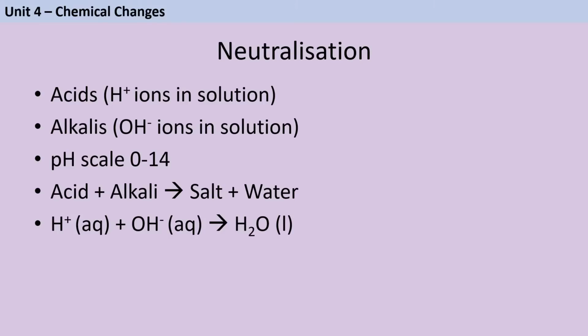So the pH scale goes from 0 to 14, and the high numbers are for the hydroxides, whereas the low numbers are for the acids. And at room temperature, pH 7 is neutral. And the hydrogen ions and the hydroxide ions from the acid and the alkali can join together to do a neutralization reaction, which we can represent with this ionic equation.